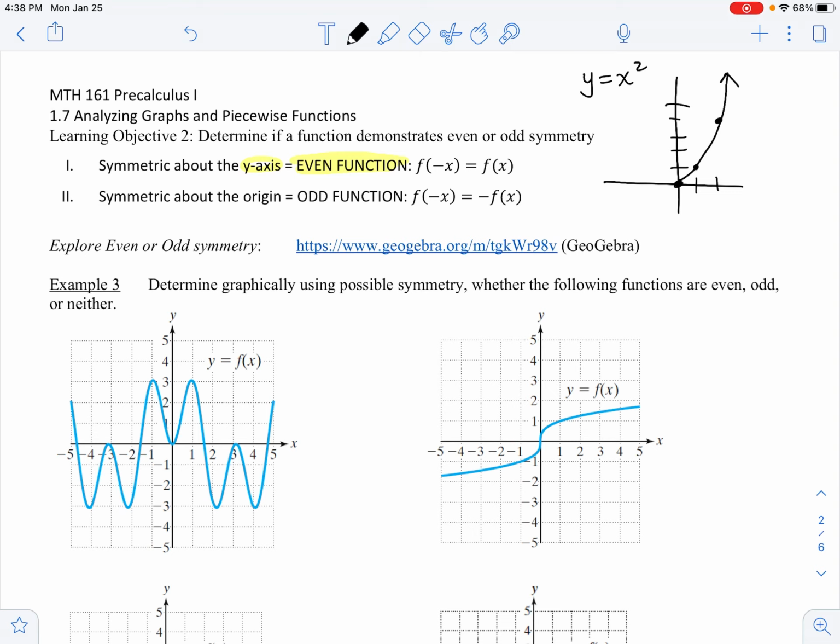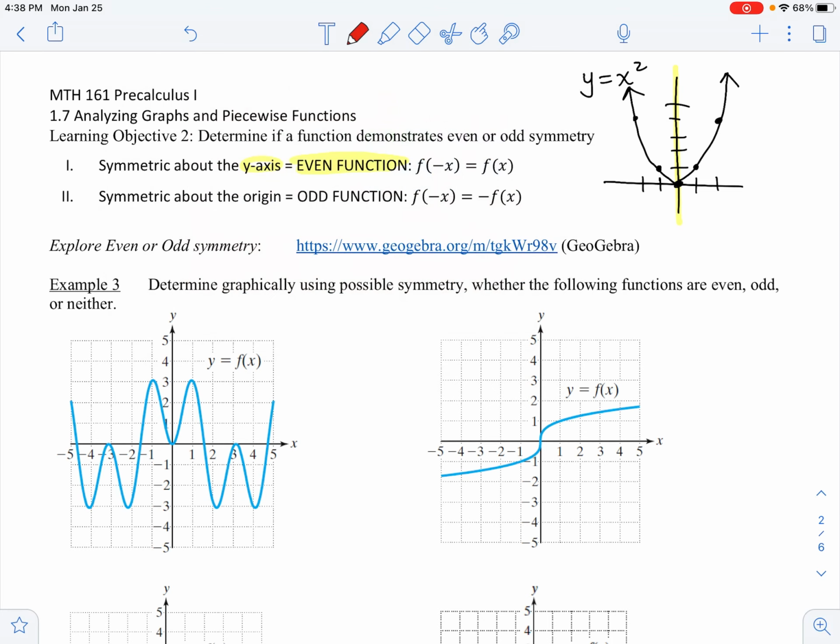We also, if we plug in some negative numbers, negative 1 squared is 1. Negative 2 squared is 4. Because of squaring, the negative goes away, right? So we have a graph that looks like this. This graph right here is symmetric about the y-axis.